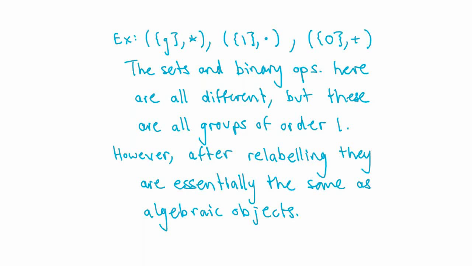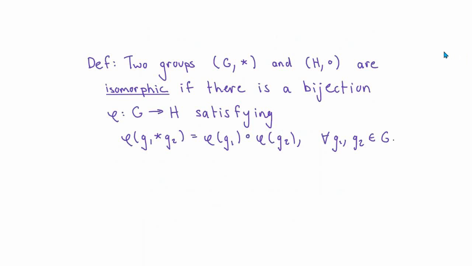But because I don't want to be too hand-wavy about it, let me just go ahead and give you a preview now. What I was saying before is that there are other conceivable ways that we could have labeled the set G, and there are other conceivable names that we could have given to the binary operation. But after relabeling, these are all essentially the same as algebraic objects, and that's what we mean when we say that they're isomorphic.